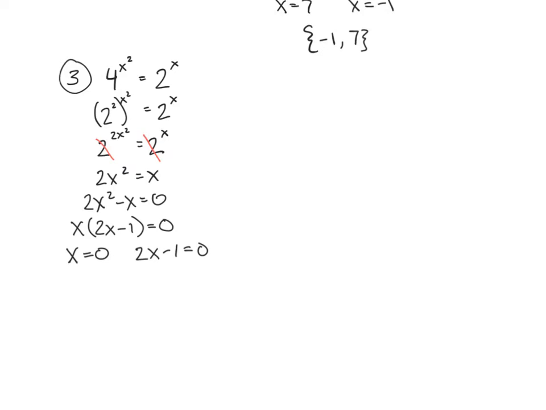But let's keep solving with the other one. So let's add 1 to both sides. 2x is equal to 1. Divide both sides by 2, we get x is equal to 1/2. So when I put both of my answers into a solution set, we get 0 and 1/2. So again, please don't divide by x or else you're going to miss one of those solutions.